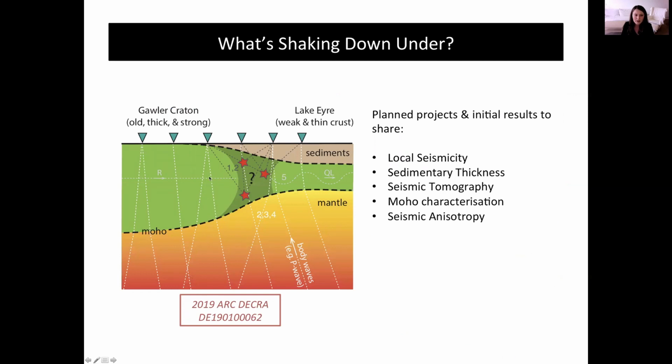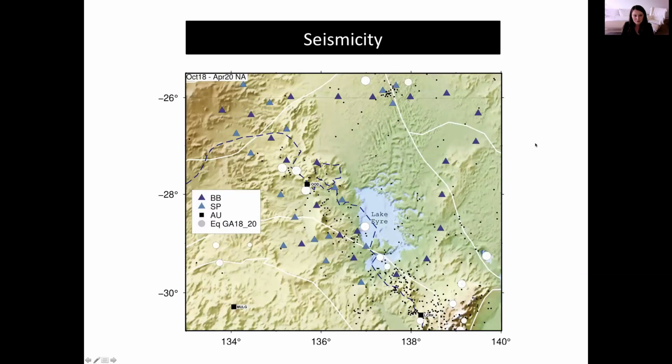So using this data set, the goal is to undertake different seismic analyses to learn more about the subsurface and the nature of the margin of the Eastern Gawler Craton. In large part, this work is funded by my current ARC DECRA. So we'll be looking at the local seismicity, sedimentary thickness, seismic tomography, Moho, and seismic anisotropy. So I'll start by sharing some initial results.